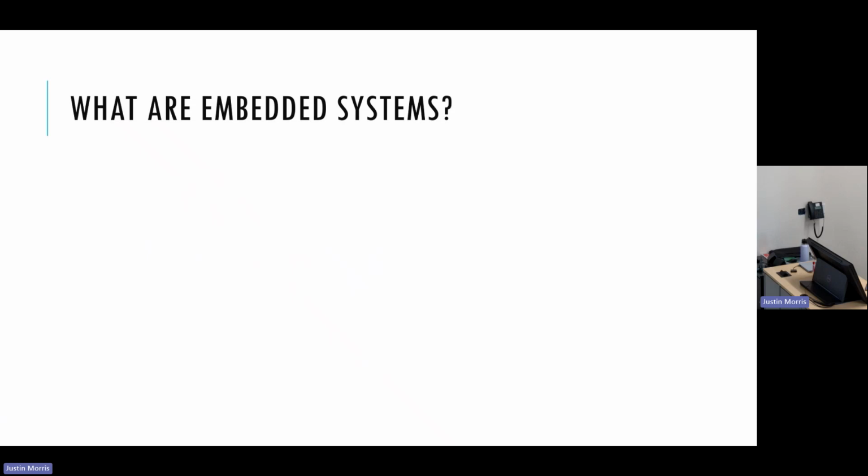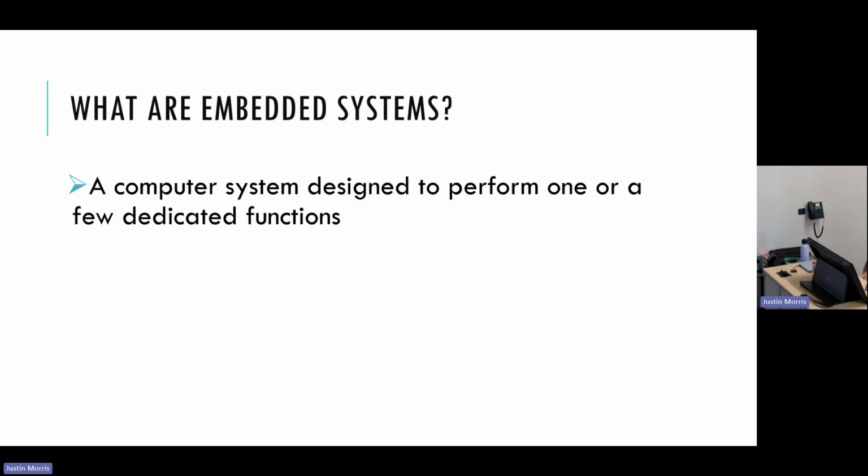Just because a computer can do multiple things. Yeah. So a computer is general purpose, right? But embedded system, what are you trying to accomplish? Like say with a vending machine? One task or few tasks. Okay, so it's very specific to what we're trying to do. Right, so a computer system designed to perform one or a few dedicated functions.